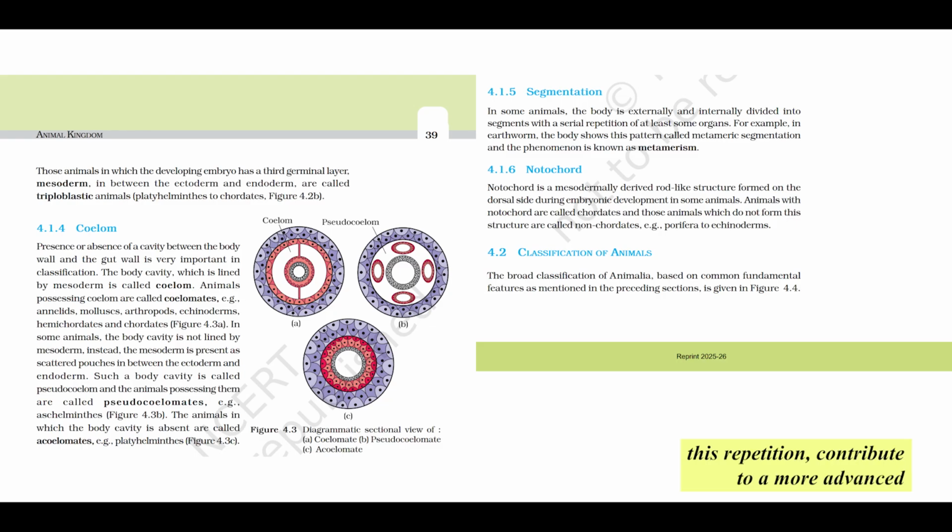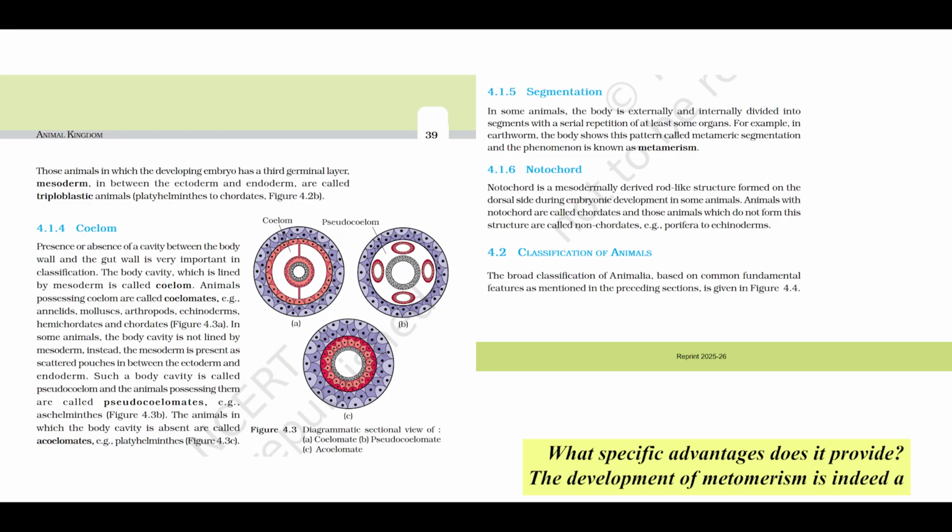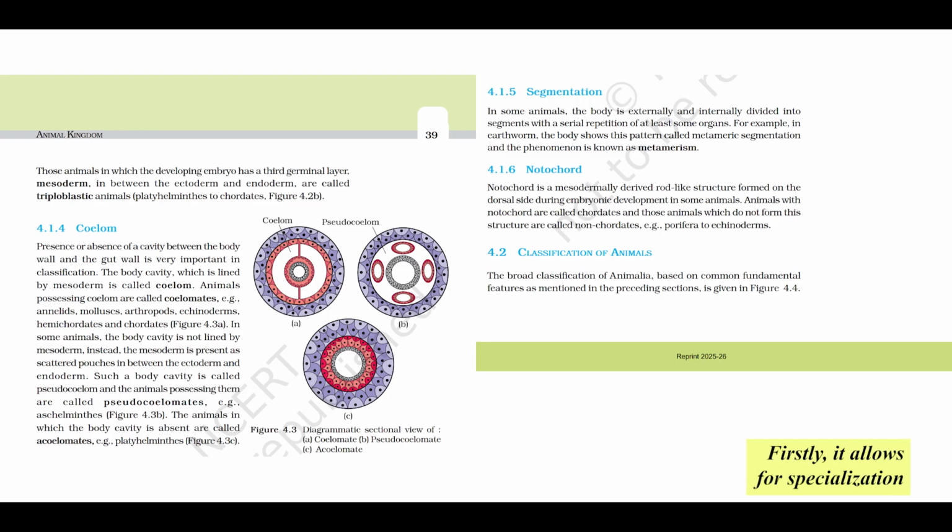This looks like a really great evolutionary leap. How does metamerism, this repetition, contribute to a more advanced body plan compared to unsegmented forms? What specific advantages does it provide? The development of metamerism is indeed a significant evolutionary advancement. Compared to unsegmented forms, it offers several key advantages. Firstly, it allows for specialization of body regions. Different segments or groups of fused segments, called tagmata, can become modified for specific functions. Think about insects' head for sensing and feeding, thorax for locomotion, abdomen for digestion and reproduction. That leads to greater efficiency. Right, division of labor between body parts.